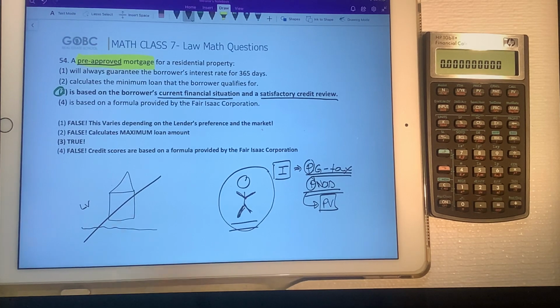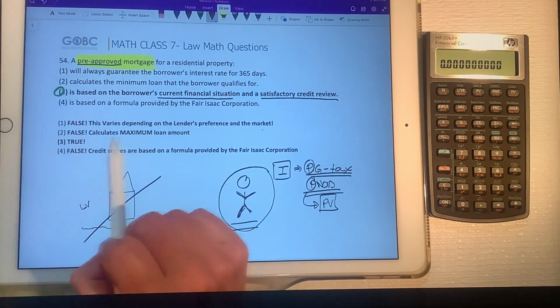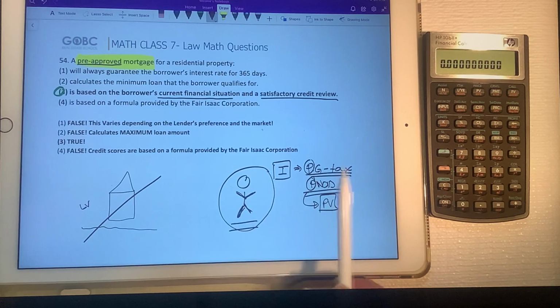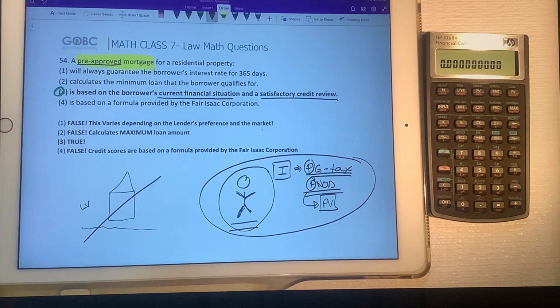Number one is false, because when you do this pre-approval, so once you go through this whole process, usually you have a guarantee that you have in writing from the lender that they're going to give you a certain rate for a specific period of time.